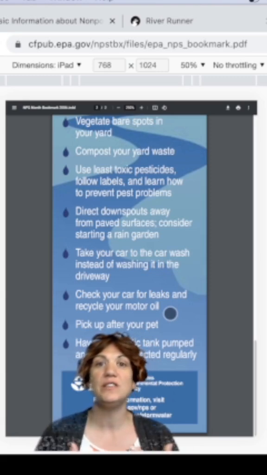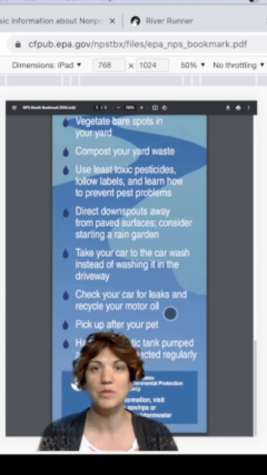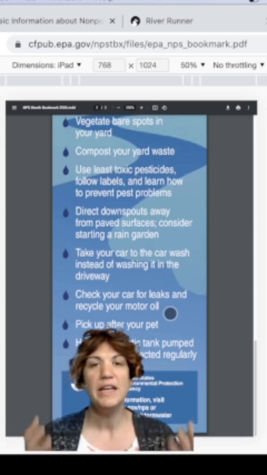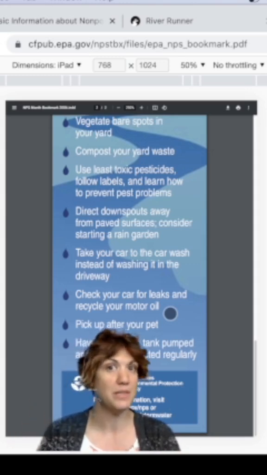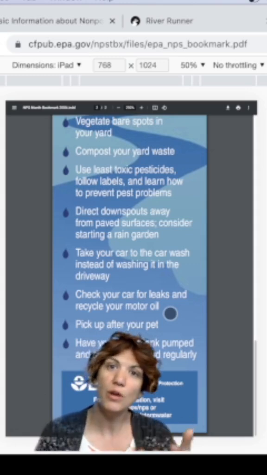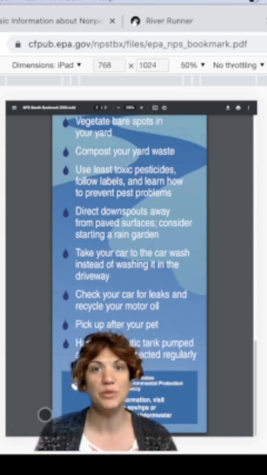All of these are things that we can do to help prevent non-point source pollution because we are all part of a watershed and we all live downstream from somebody, from this shared resource. So it's our responsibility to help prevent pollution where we can.